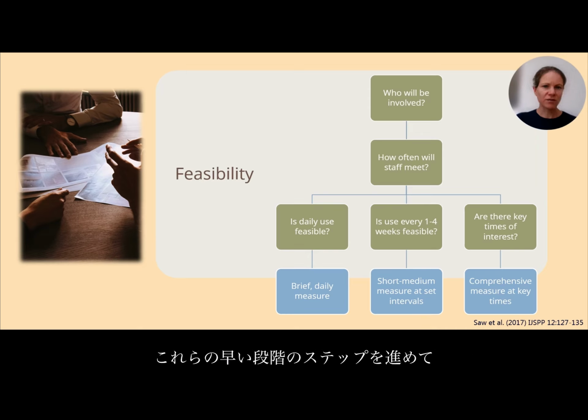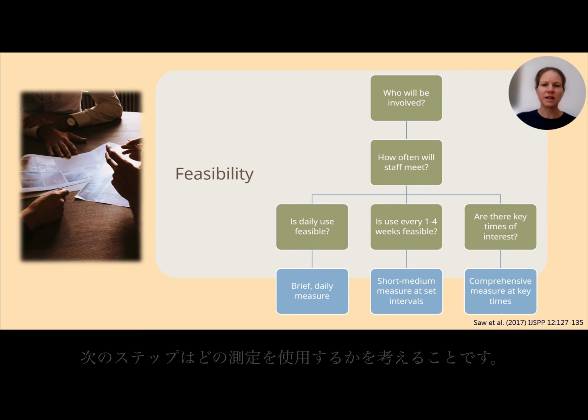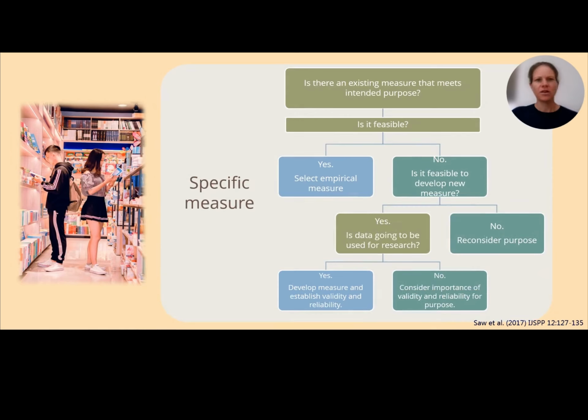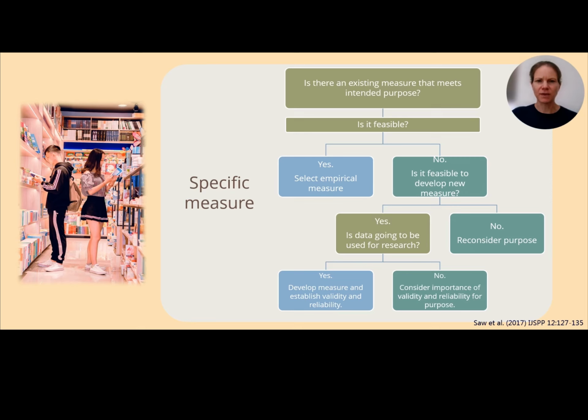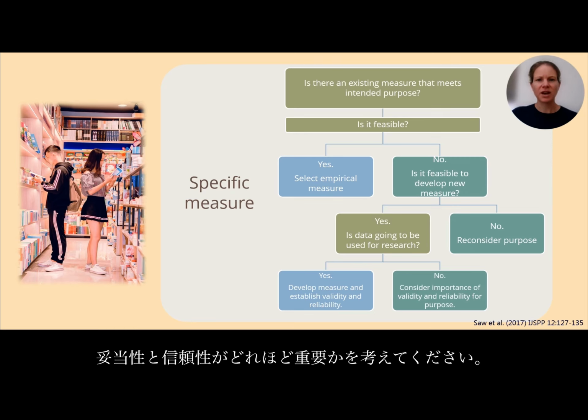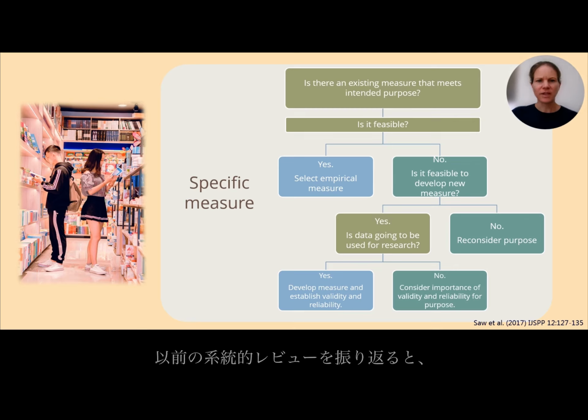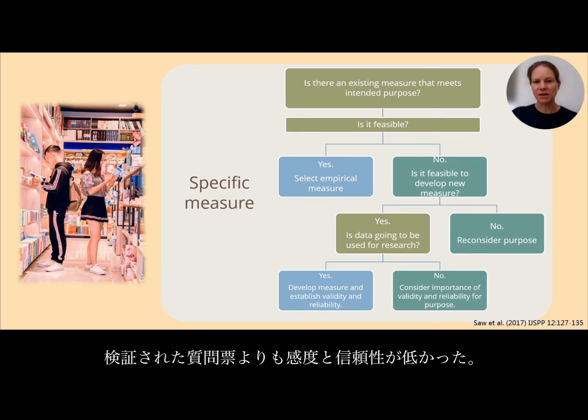If you have progressed through these earlier steps and decided a self-report measure is feasible, the next step is working out which measure to use. First, look to see if there is an existing measure validated in the literature which meets your needs. If you decide to go down the custom measure path, consider how important validity and reliability are. Reflecting back on the systematic reviews earlier, single item custom measures were less sensitive and reliable than validated questionnaires.